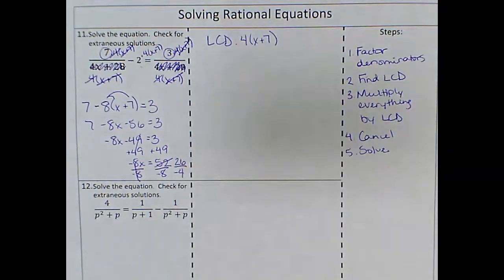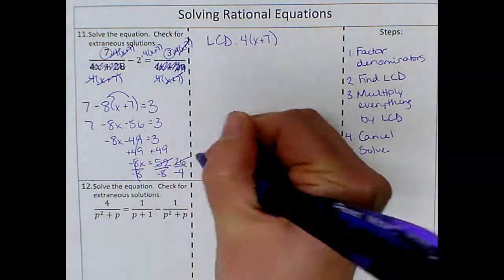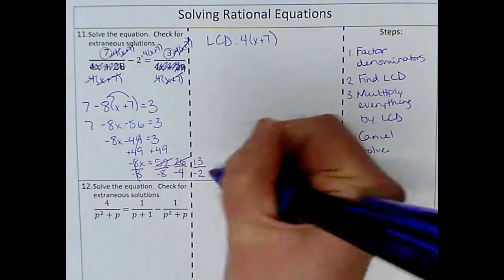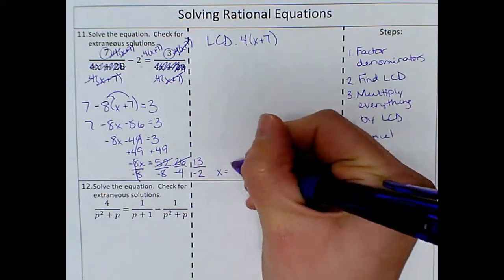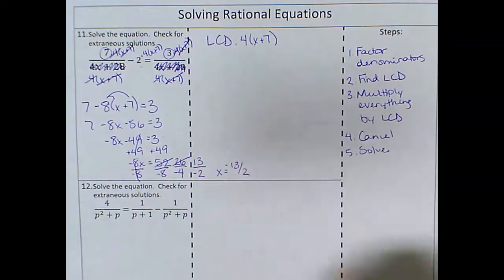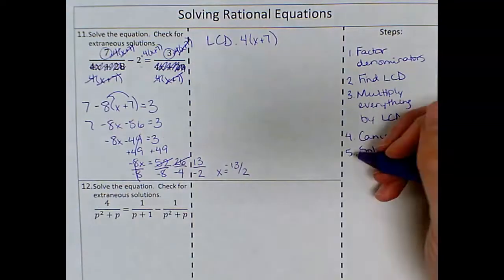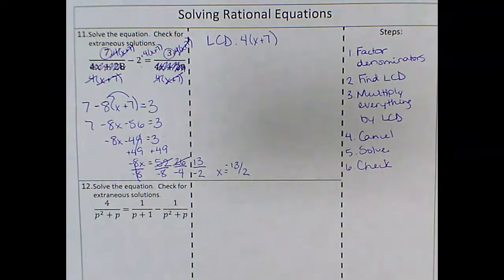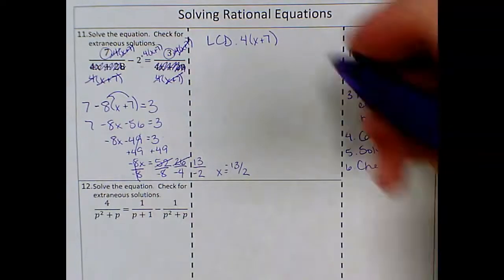I can simplify by 2 again. 26 divided by 2 is 13. Negative 4 divided by 2 is negative 2. So I'm hoping that x equals negative 13 over 2. However, I do need to make sure that my solution that I found does not create denominators of 0. So I need to check.